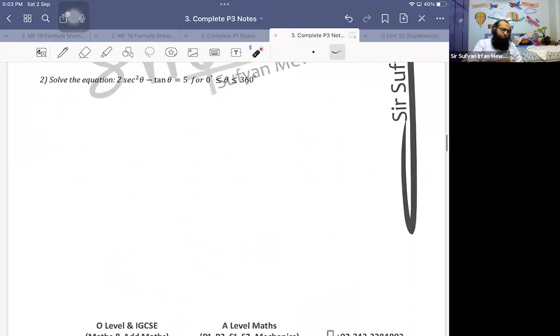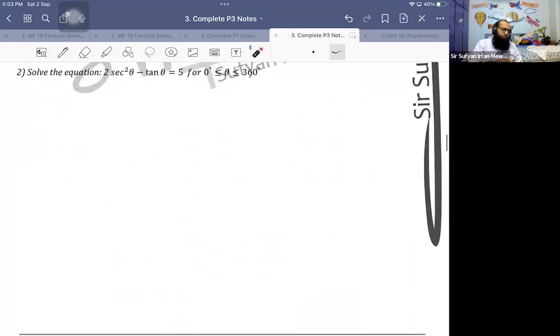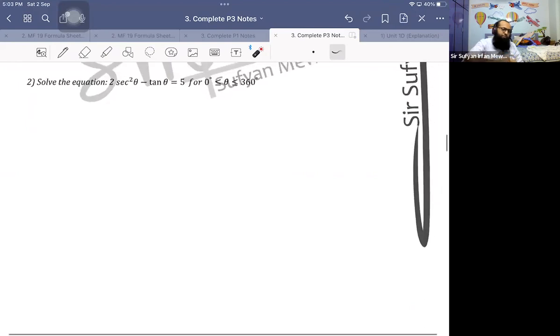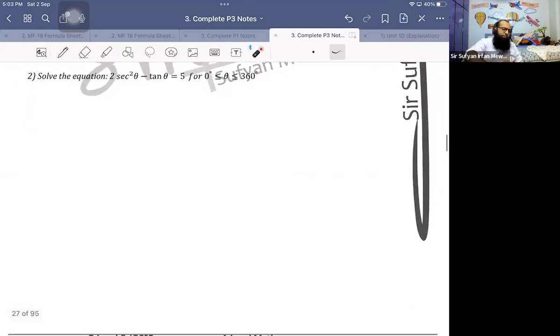All right, moving forward to example number 2. Solve the equation 2 sec square theta minus tan theta is equal to 5 for theta lying between 0 and 360. So again, we are seeing a different function over here, sec square theta being involved. So we have multiple options. We can recall what sec is. Sec is 1 over cos. So we'll say, okay, sec square is 1 over cos square.